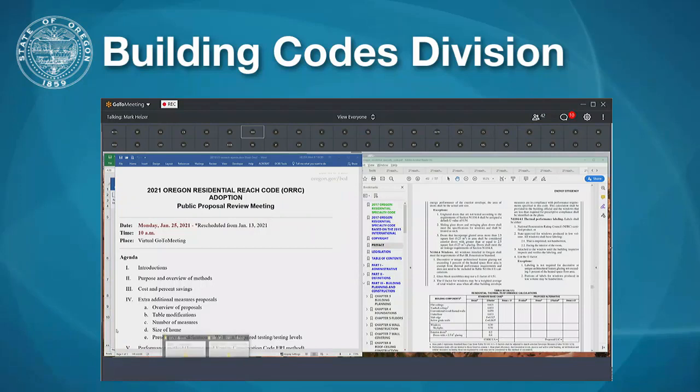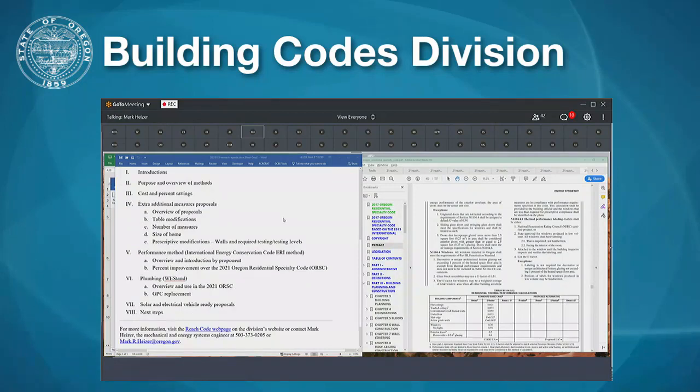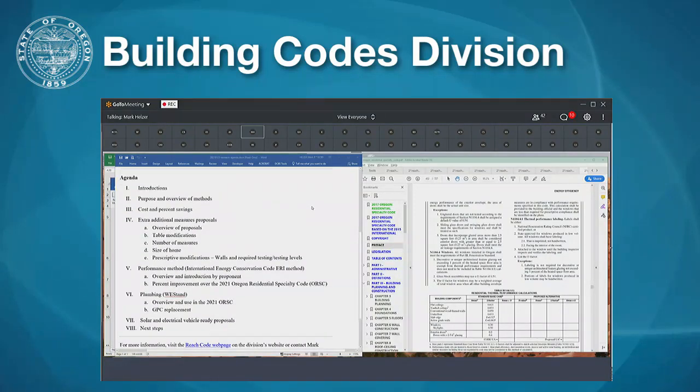What we're hoping to do, and we'll cover more of this later on, is cover a little bit more in next steps about other ways to provide feedback to the division. We're going to make sure that we keep comments and anything that comes in on the website page for the REACH code so that people can see. We're hoping that people have had a chance to look at proposals that have come in from other proponents, so that we can walk through the work here today.